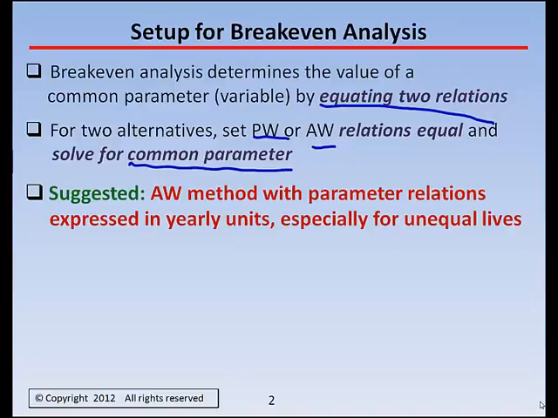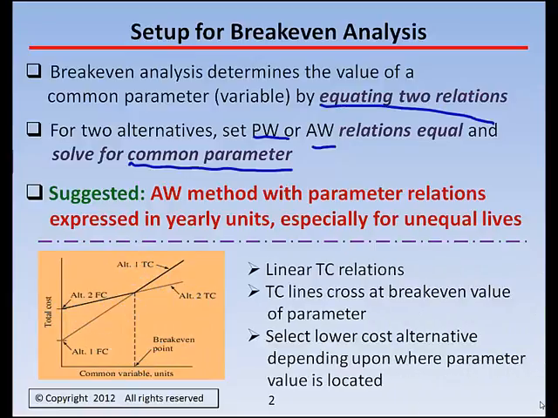In this way, the different life, the equal service requirement, and the multiple root problems that are present in either the present worth or the rate of return methods are all avoided. All relations must be expressed in the same units. Usually this is in terms of money units per year, for example, dollars per year or euros per year.